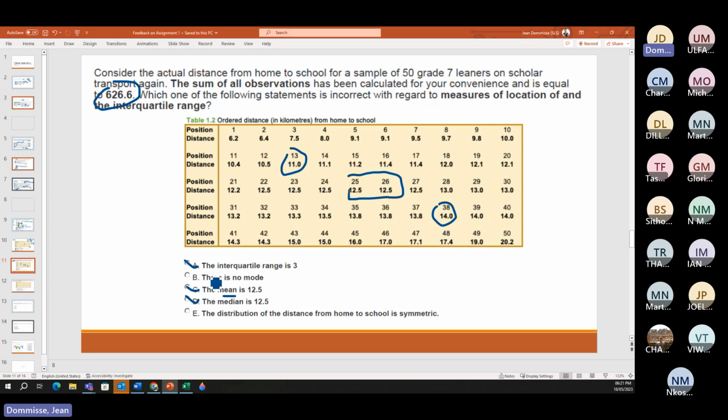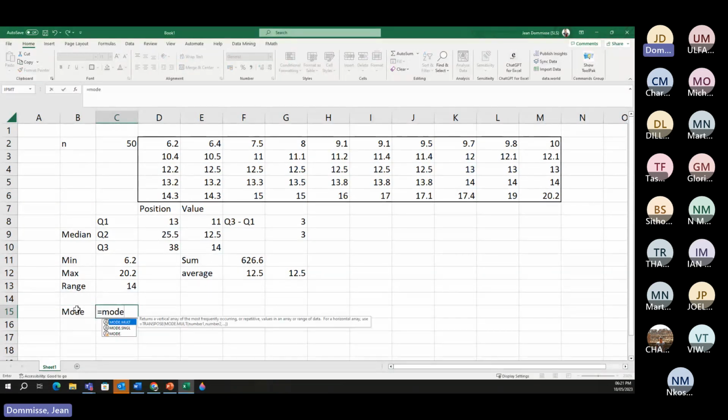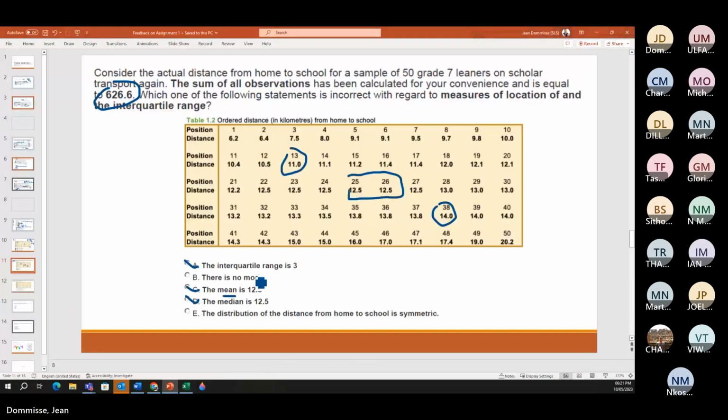So let's see, there is no mode. So let's see if we can do a mode in here as well. It should be able to pick up a mode unless there isn't one. Is there a mode? Yes, also 12.5. Okay, and let's look at it.